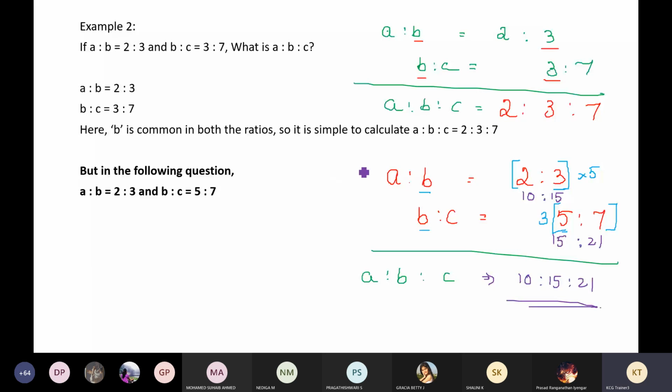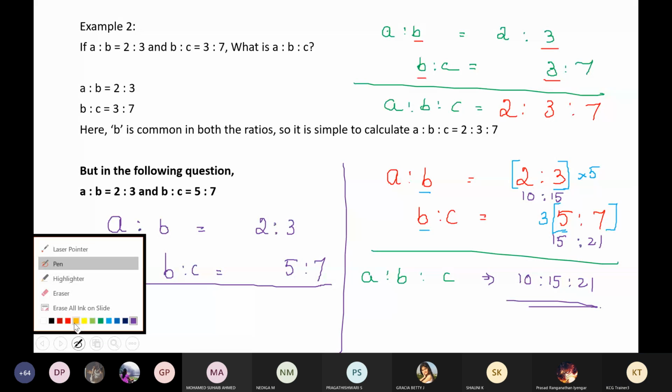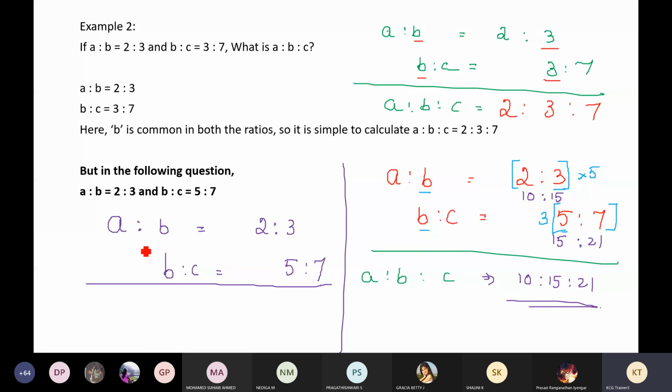Now moving on, for the same question, see A is to B, it is actually 2 is to 3. B is to C, it's actually 5 is to 7. Now, if I want to find out A is to B is to C, there is a direct way, guys. Listen carefully. First, multiply these two. 5 twos are 10. That's the first term. Then multiply these two. That would be the second. So 5 threes are 15. Then multiply these two. 7 threes are 21.